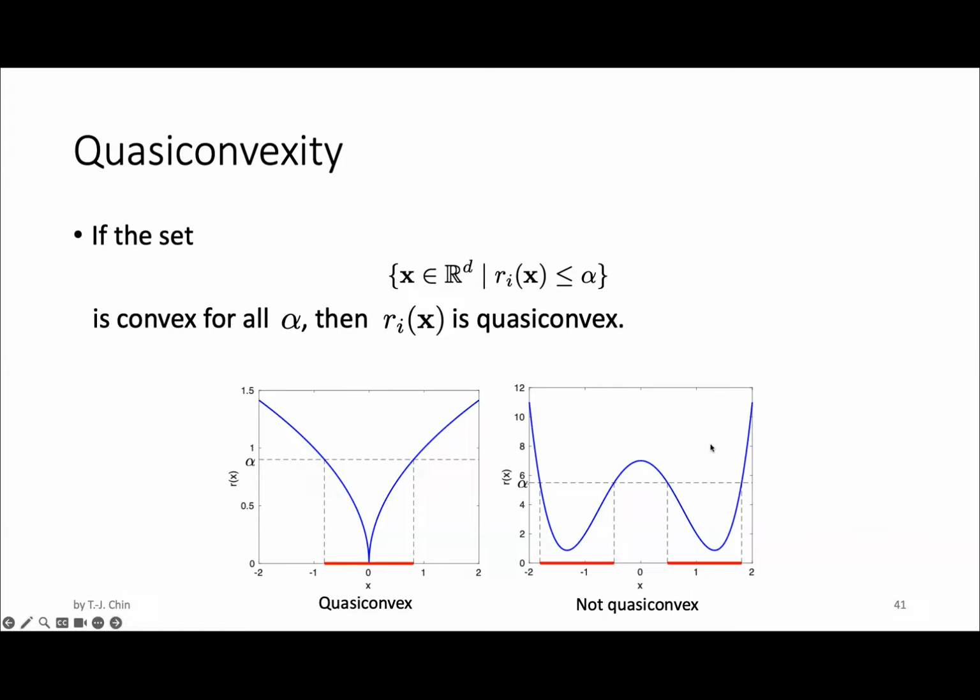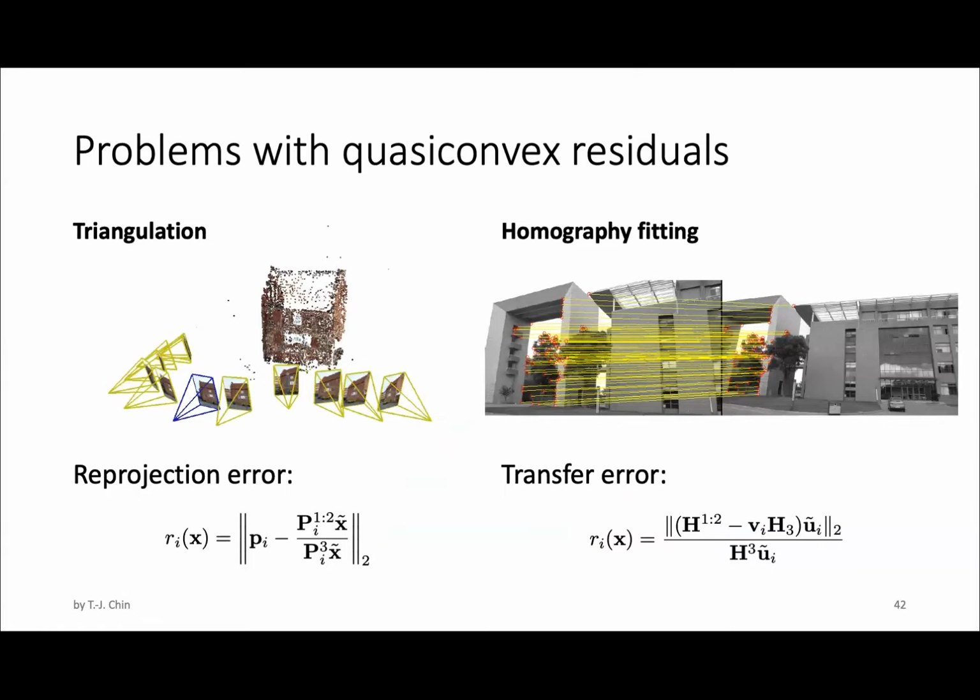Okay, so on the left-hand side here, you have a quasi-convex function. It doesn't matter where you put this alpha, the part of the curve or the domain under the curve below alpha, this red line here, is always connected. It's always a convex set in a higher dimension. This is not a quasi-convex function because here's an alpha where the domain is not connected, therefore not convex in higher dimension. The reason for imposing this, I will again remind you later when we get to that point.